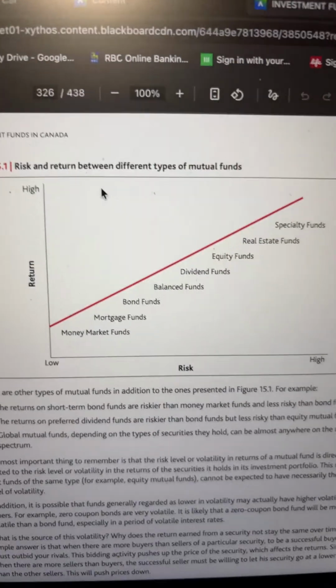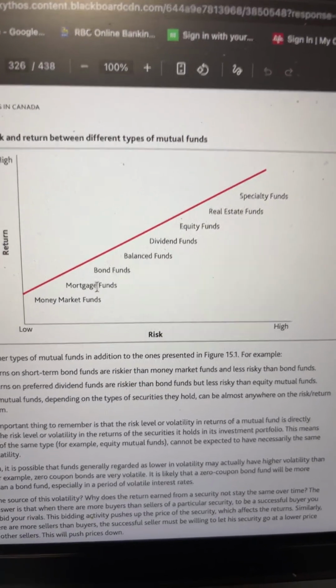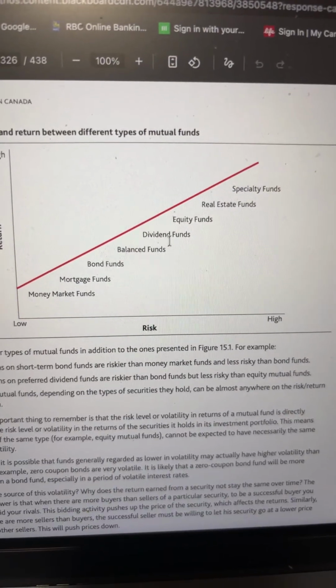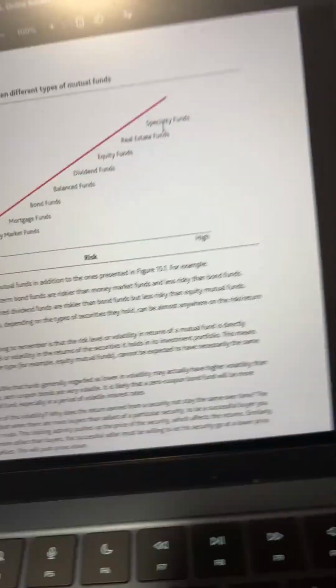So, risk and return between different types of mutual funds: money market funds, mortgage funds, bond funds, balanced funds, dividend funds, equity funds, real estate funds, specialty funds.